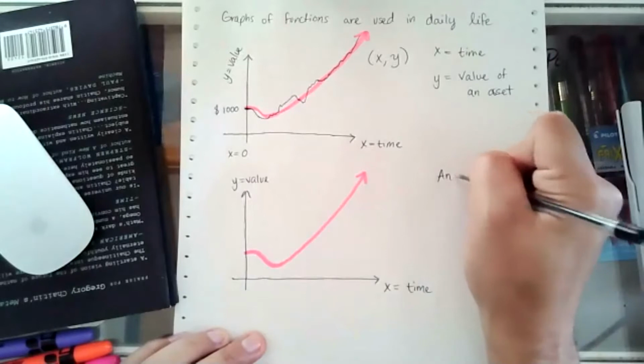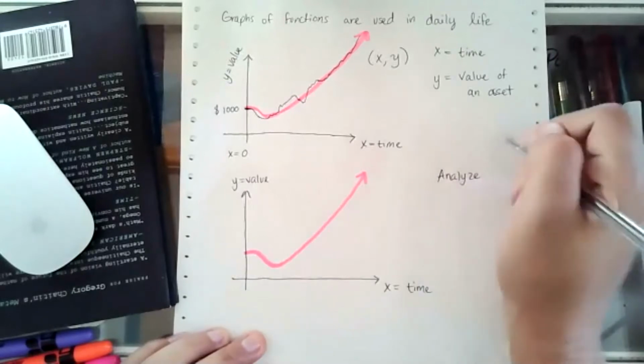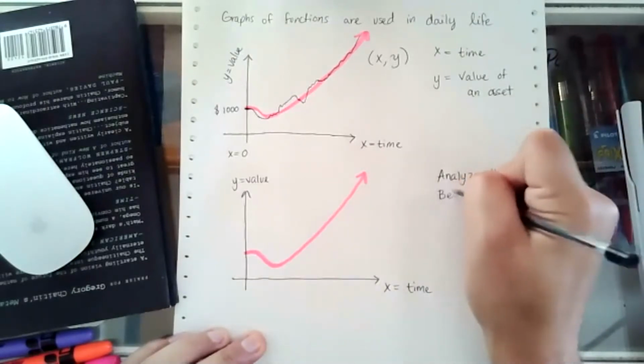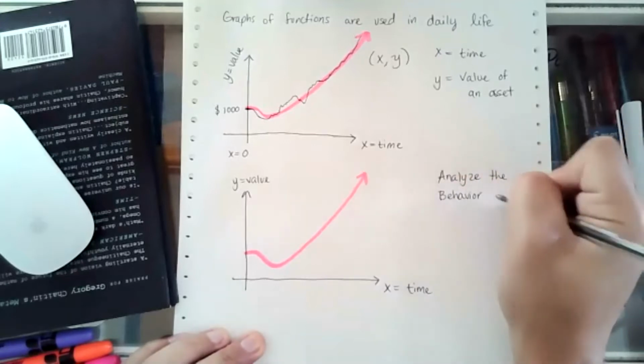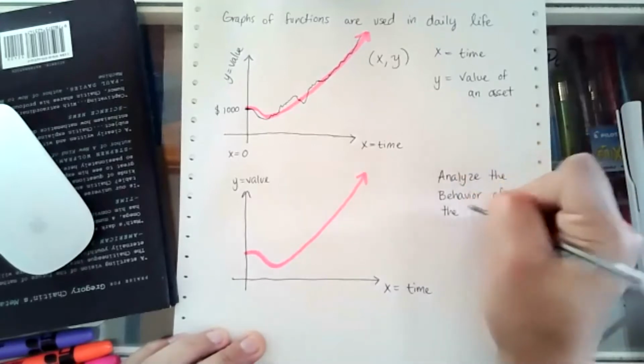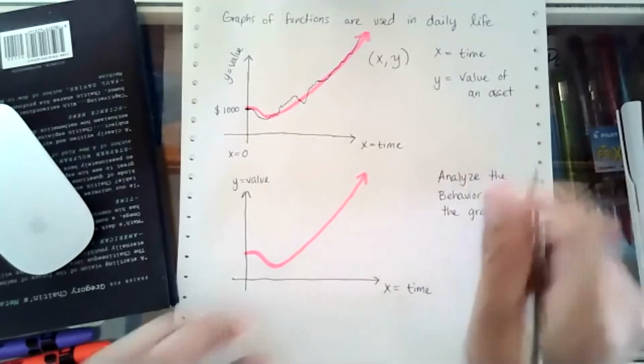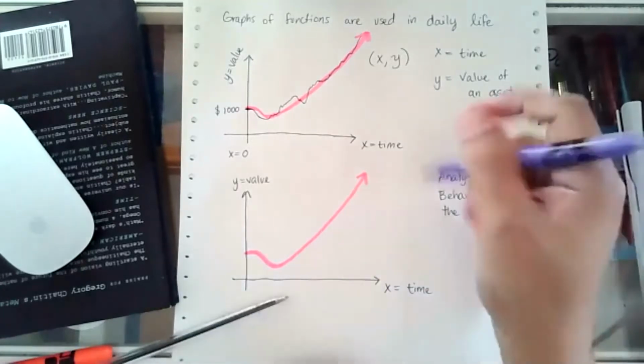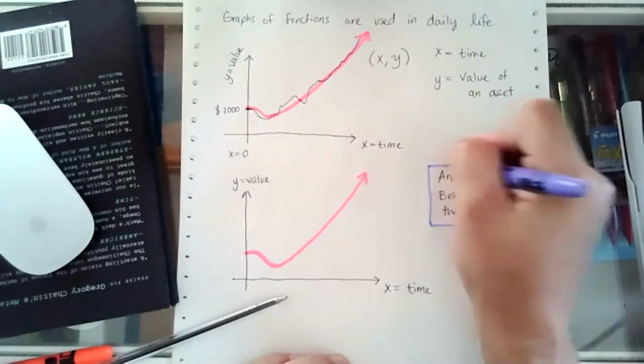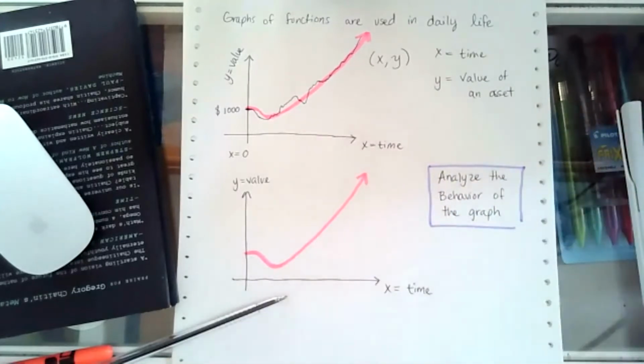We want to analyze the behavior of the function, or of the graph. And it doesn't have the same behavior along its entire domain. What do I mean by that?